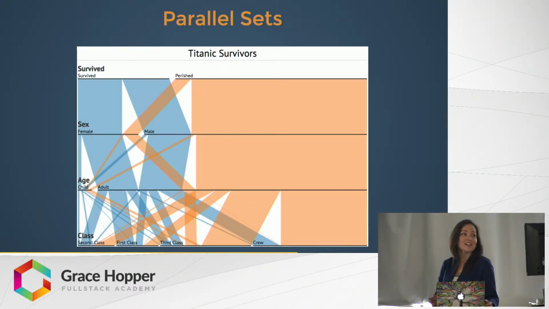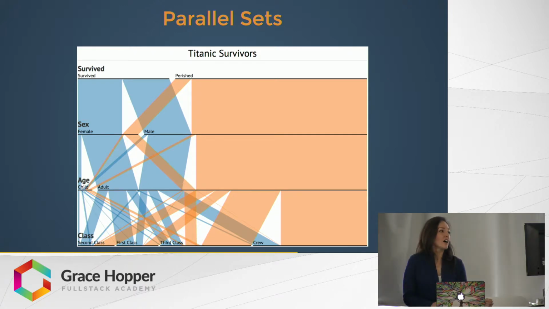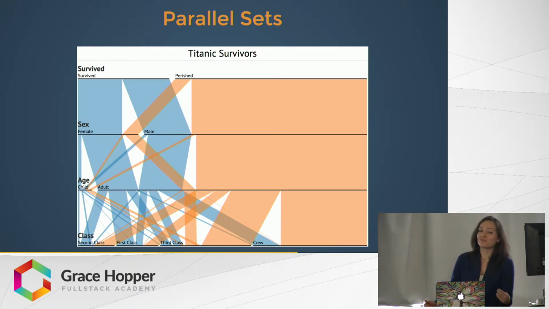Parallel sets, I really found this one interesting because here you can see the different categories and also the relationship between categories really well. If we look at this parallel sets example, we can easily say that the not survived portion of the Titanic group was mostly from the third class and crew, adult, and male.